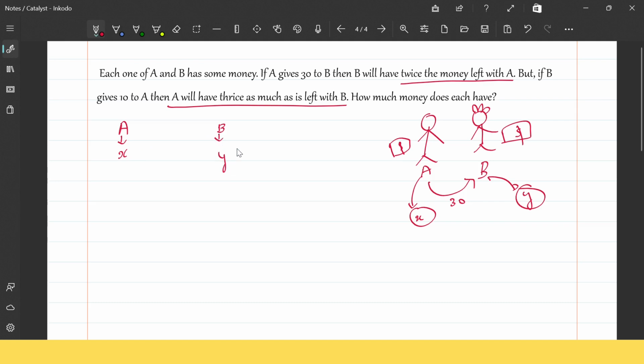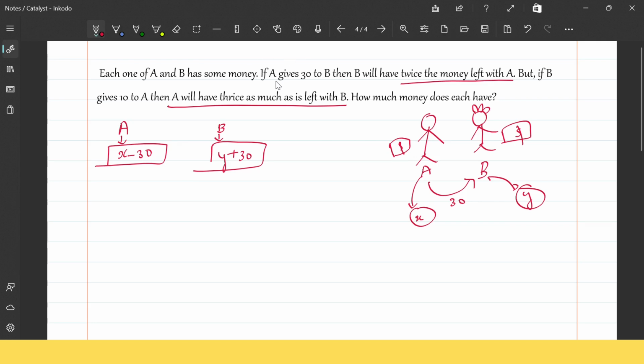Now A gives 30 to B. 30 rupees he is giving to B. How much will be left with A? X minus 30. 30 rupees he has given, so how much is left with A? X minus 30. How much will B have now? He had Y rupees, right? Extra 30 rupees he got from A, so it will become Y plus 30. As simple as that, understood? A had X rupees, B had Y rupees, A gave away 30 rupees, so it will become X minus 30 now. 100 rupees if he had, 30 if he gave away, 70 will be left with him, right? 100 minus 30, same way. B already had Y rupees, 30 rupees extra he got, so it became Y plus 30.